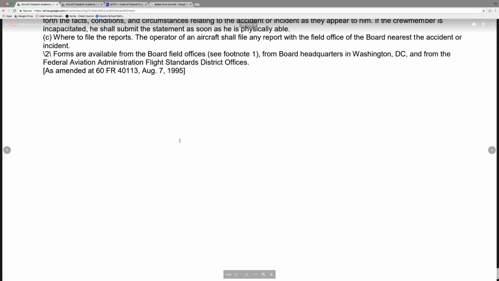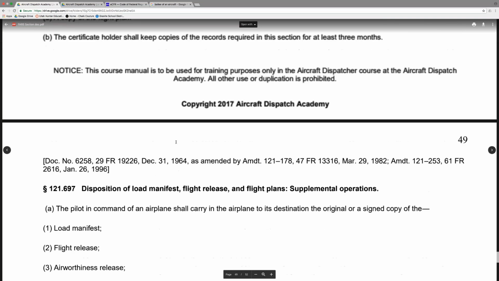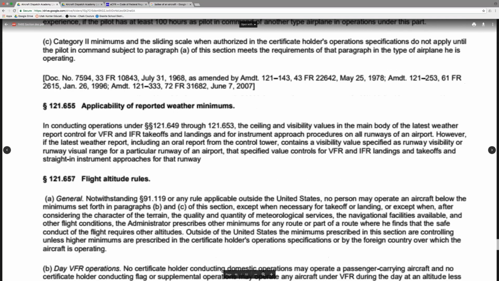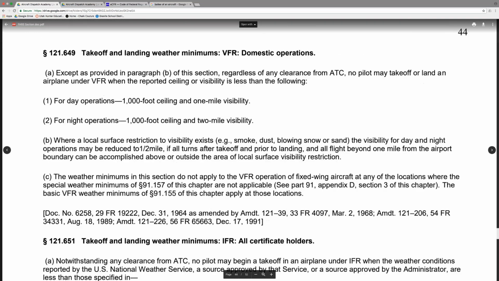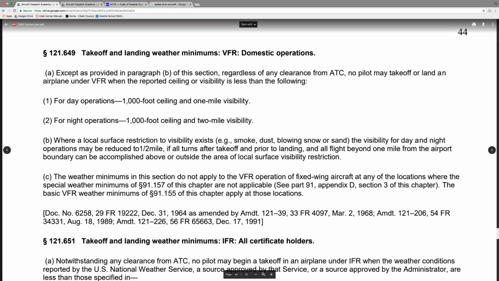So, anybody have any questions on NTSB 830? Alrighty. Let's see where we're at. Why don't we take a break till 8 o'clock, and then we'll jump back on and take a look at some more stuff. Sweet.